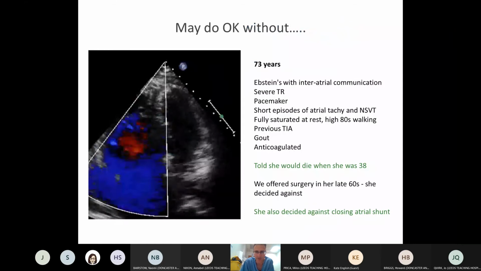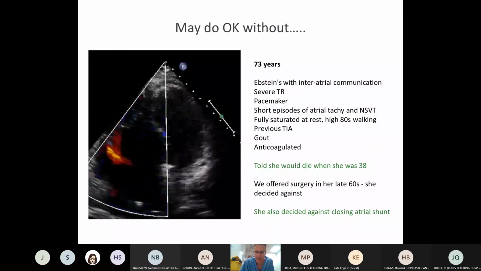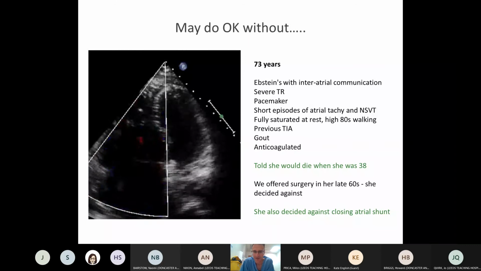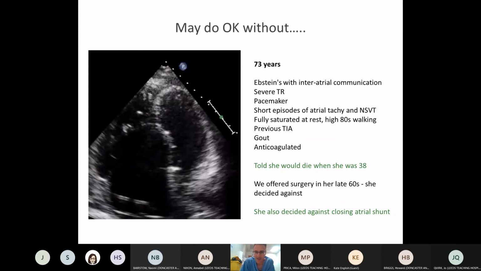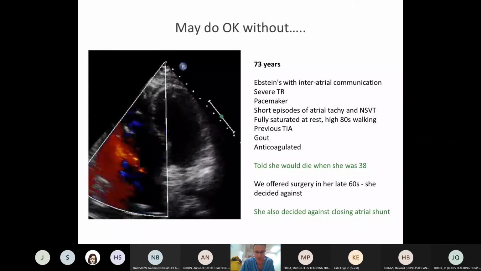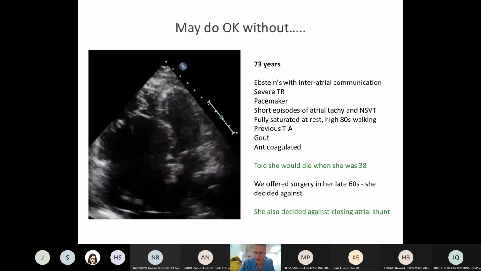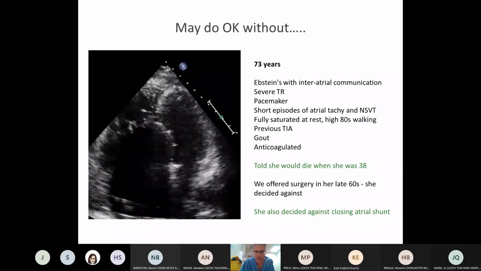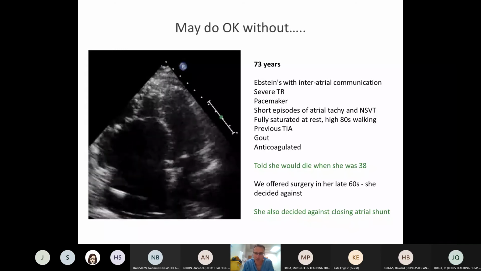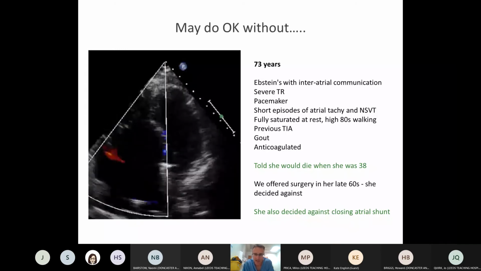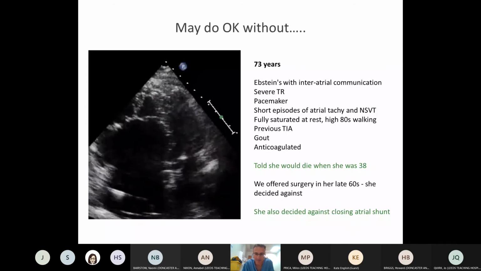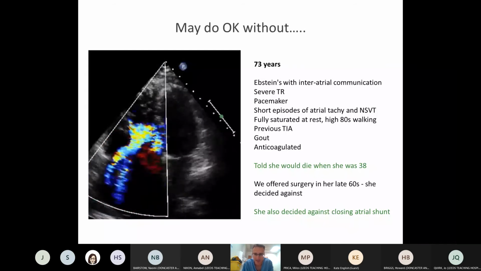So this is a patient who's 73. I haven't updated this talk for maybe a year or two, so she's 74 or 75 now. So Epstein's with an interatrial communication, severe tricuspid regurgitation and a pacemaker, having episodes of atrial tachycardia and non-sustained VT. She's fully saturated at rest, but when she walks, she desaturates to the high 80s. She has had a TIA in the past and is anticoagulated, and she has gout.